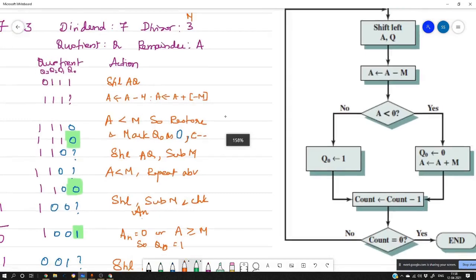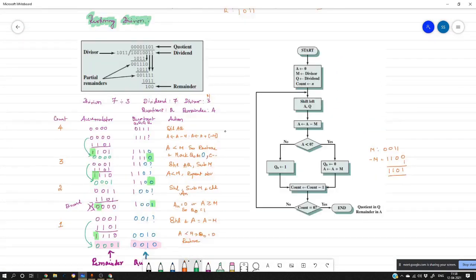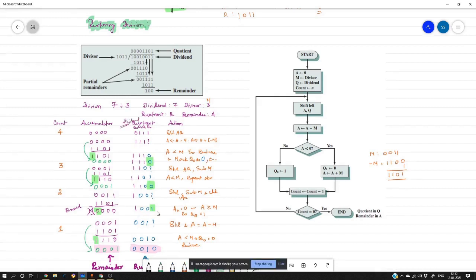I think I have to zoom it in. Now let's move on to division. So division, basically you do long division with binary numbers. That is what has been shown in this box.